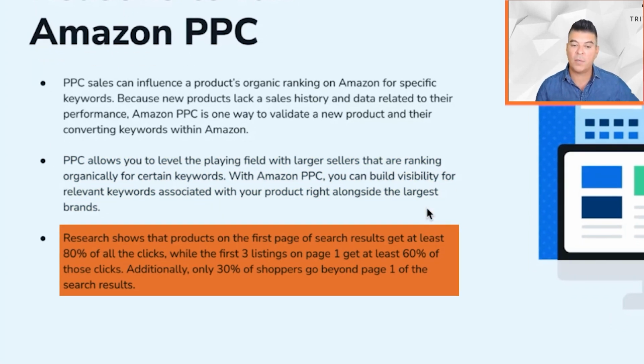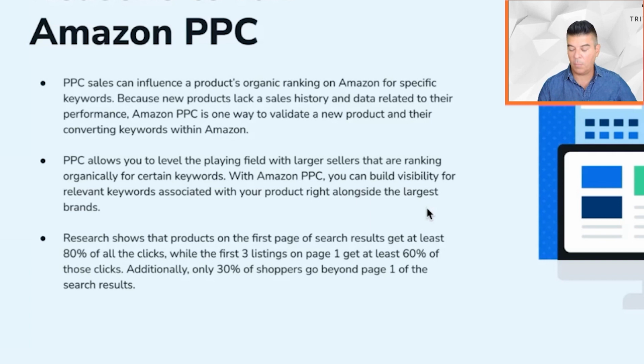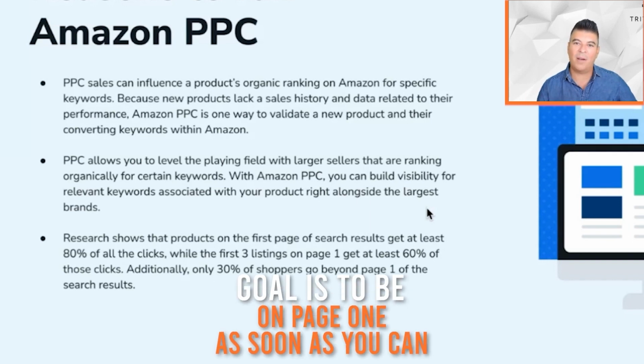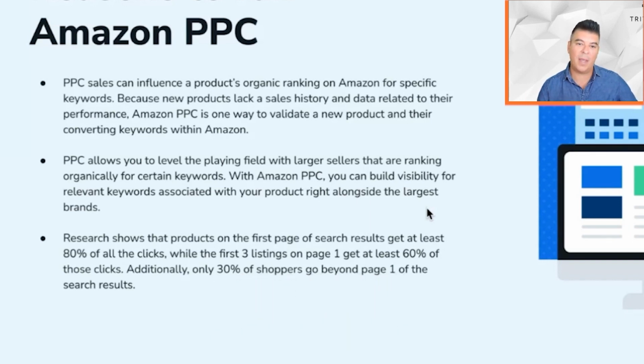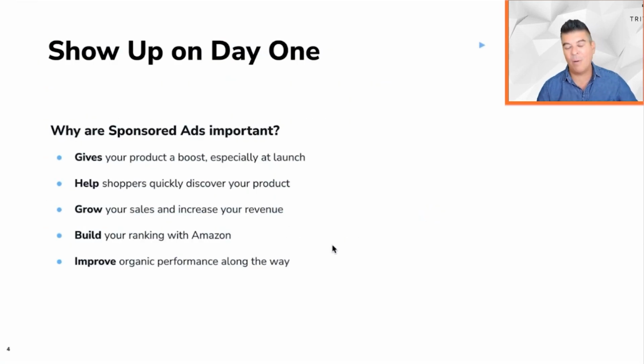Lastly, research shows products on the first page of the search results get at least 80% of the clicks, and that declines as you go to the second and third pages. The first 3 listings on page 1 get at least 60% of those clicks. And additionally, only 30% of shoppers go beyond page 1 of the search results. Now, don't get disheartened if your PPC launches and you're not on page 1. Sometimes people that go to page 2 and page 3 really are looking for something specific, so you might be able to get some incremental sales there as well. But the goal is obviously to be on page 1 as soon as you can. And that's what PPC helps you do. It helps you show up on day 1.